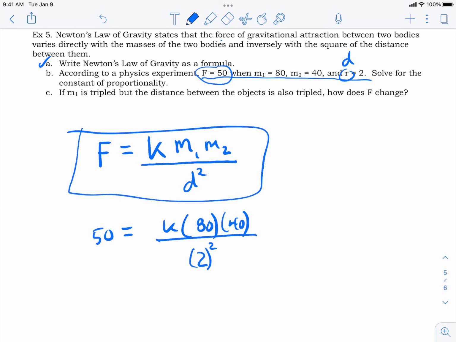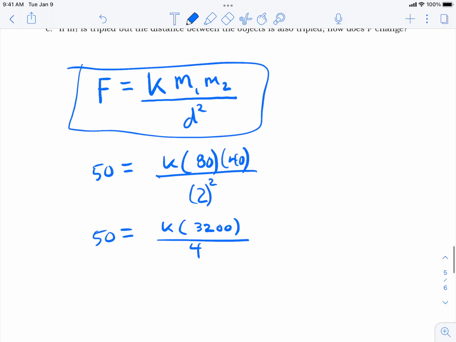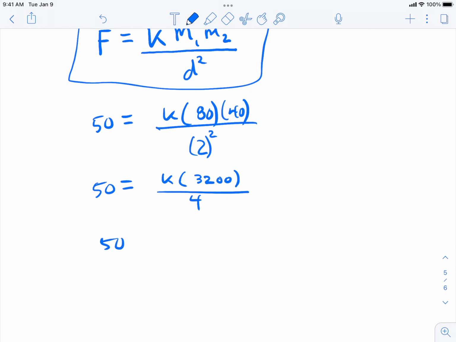So I guess we did it. We plugged in all our numbers, right? So let me make sure I did this right. F is 50. Yep. M1 is 80. M2 is 40. R is 2. Yep. We did it. Good. Of course, now we have to solve this thing for k. So what do you say we start doing things like this? 80 times 40. Well, 8 times 4 is 32. Put a couple zeros on it. 2 squared is 4. Okay. Well, I can divide the 3200 by 4 right now. 3200 by 4 is 800. Okay.